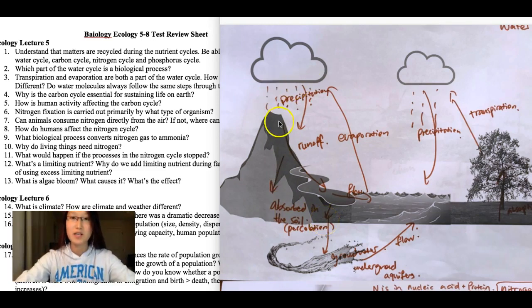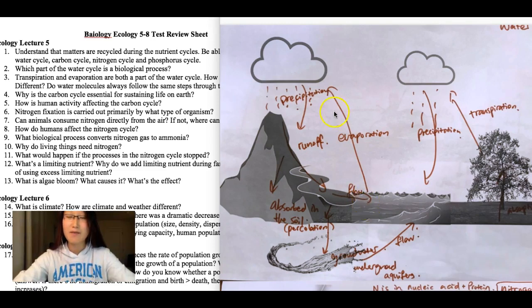We have precipitation, runoff, which is water running down a hill or the road. As long as water is flowing, you can call that runoff. And then water can also be absorbed in the soil to make groundwater or underground aquifers if you want to be extra fancy. And then you can have water flow this way and this way.